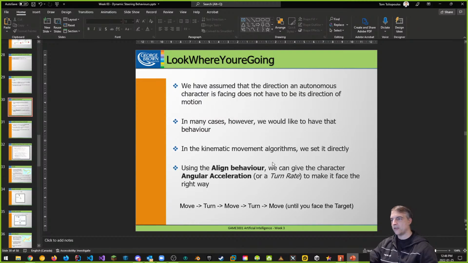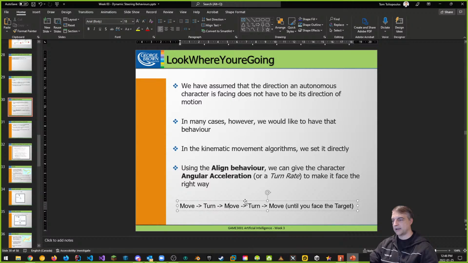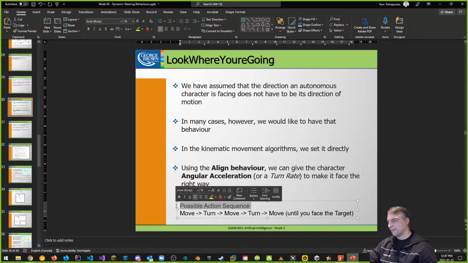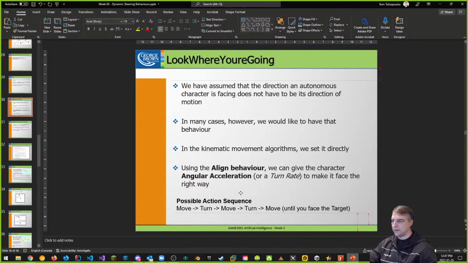One other way to do it, of course, is to slow down before you change direction, which is also a tactic. So I want to slow down, then turn, then move, right? That is definitely an option instead of this kind of action. And this is kind of like an action sequence, if you will. Let's look at this as an action sequence. So here's a possible action sequence, where I have my enemy that's pursuing: move, turn, move, turn, move, turn.